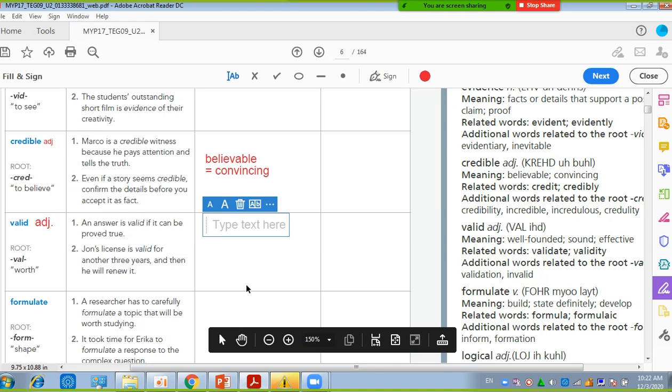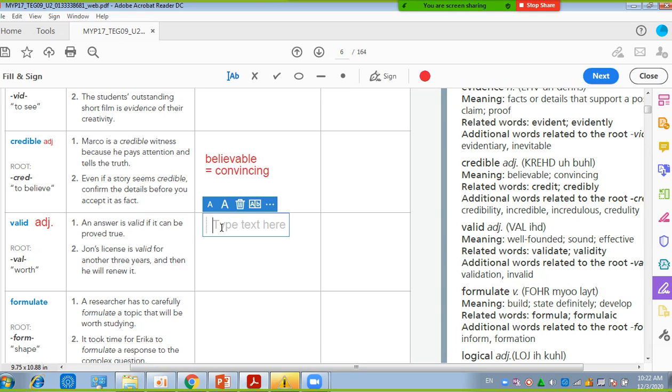Okay, so what is the meaning of valid, you think? Valid means that it should be well-founded, effective. So we can write effective, or you can write sound. Sound, we have to study it in the first session. It means that it's strong, effective, or well-founded.